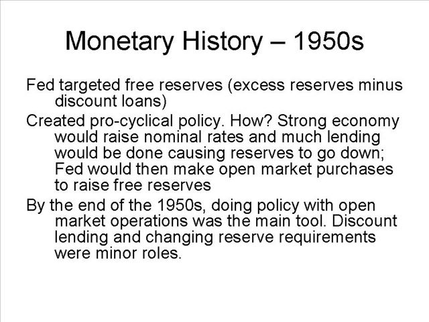A strong economy would raise nominal interest rates and would be accompanied with a lot of lending, but this would cause excess reserves to go down. The Fed would then notice this and would do open market purchases to raise the monetary base and then raise the money supply. Some other items at this time.